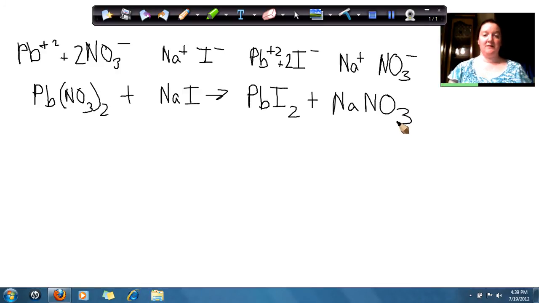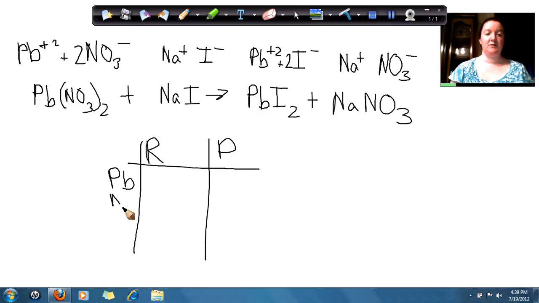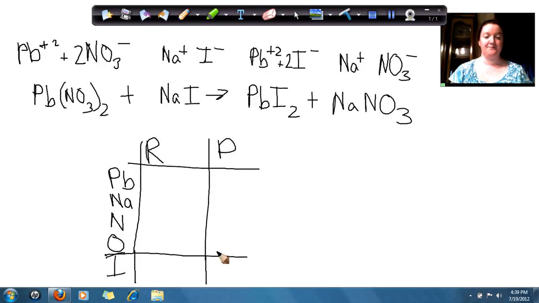Now we need to balance our chemical equation. So we're going to look at our reactants and our products. We're going to start out with lead because that's a metal. And then we're going to list our sodium, that's another metal. Then we're going to have our nitrogen, which is a non-metal, our oxygen, and our iodide. We probably should have ordered the O and I differently, but let's see how it works out.